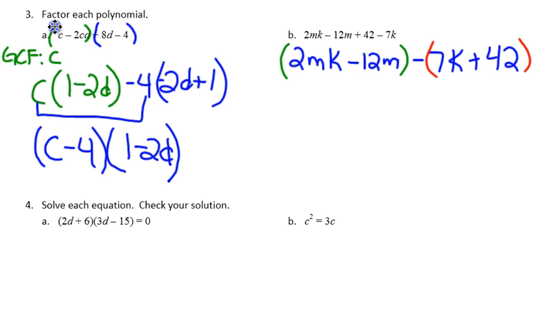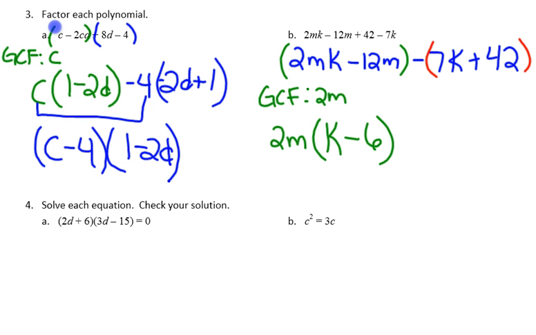All right, so my green group, I can pull out a 2m. So my GCF for that one is a 2m. That means 2m goes out front. 2 divided by 2 is 1. M divided by m cancels. I'm left with k. Minus 12 divided by 2 is 6.